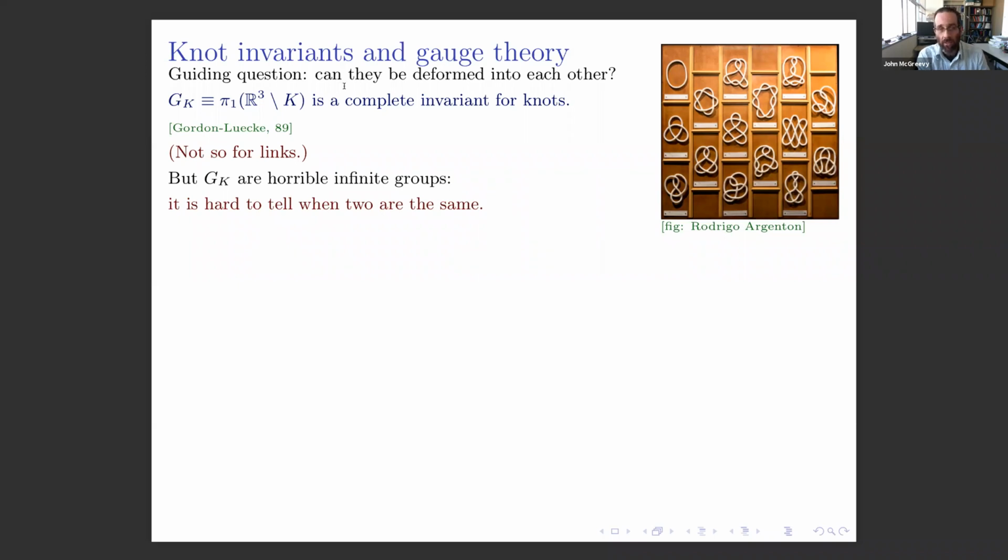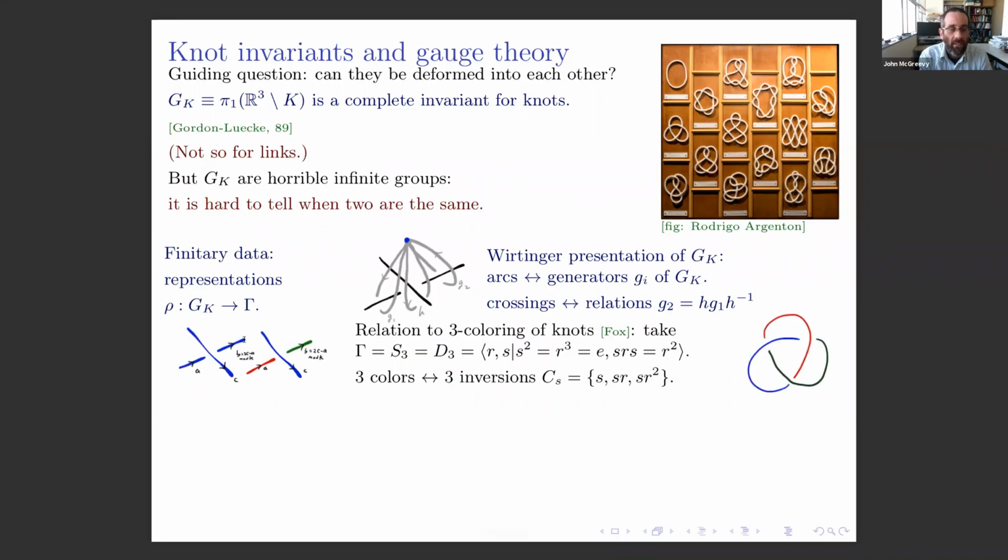In some sense, a complete answer to that question is the fundamental group of the complement of the knot. Some folks proved that this is a complete invariant. That is, it is the same if and only if the two knots are related by isotopy. The analogous statement is not true for links. But these things are horrible infinite groups, and it's provably hard to tell when two of these things are the same. So the way that mathematicians usually make finitary data out of this knot group is by considering representations of it in a finite group.